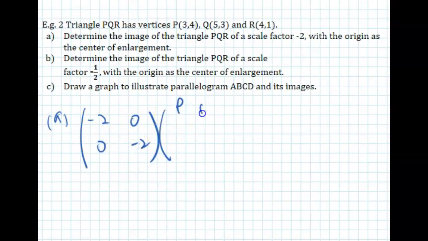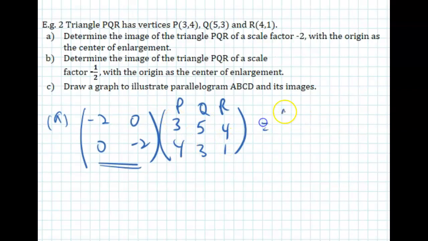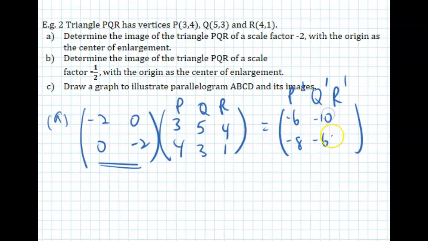And then I'll put P, Q, R. So we write the matrix here, and then we write the PQR vertically. So we get this. And then again we multiply to get P dash, Q dash, and R dash, right? So this would give us, right, so those are now my image points, right?